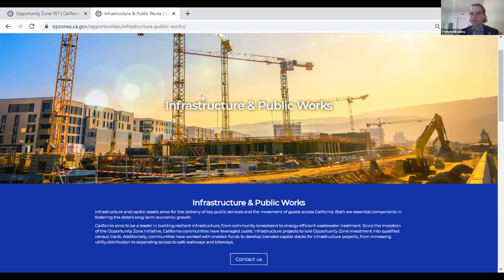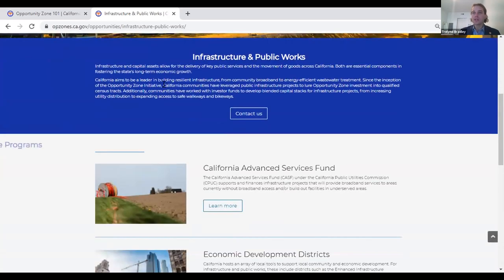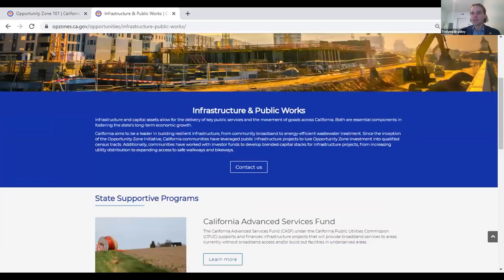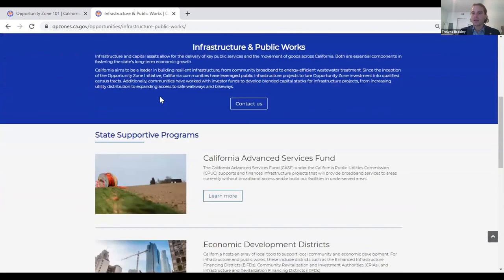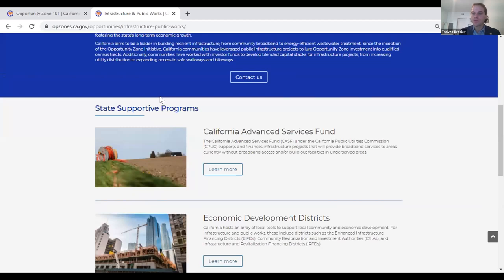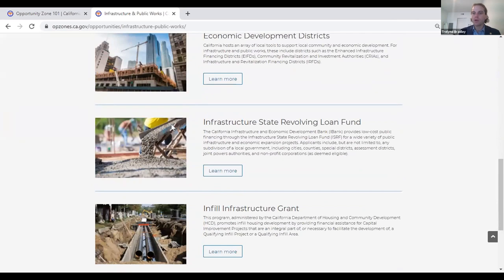How can I align opportunity zone private capital with some other type of incentive program? In and of itself, it's sometimes not enough in the equation, but in the capital stack overall, how can I bring in something else, a grant program for housing or infrastructure financing from our infrastructure and economic development bank? So that's really why we created this page, to say, look, California is big in terms of doing infrastructure development. Here are some of the programs that we have that do that work. They pair well with opportunity zones for X, Y, Z reason.